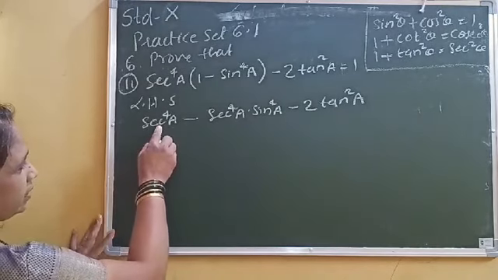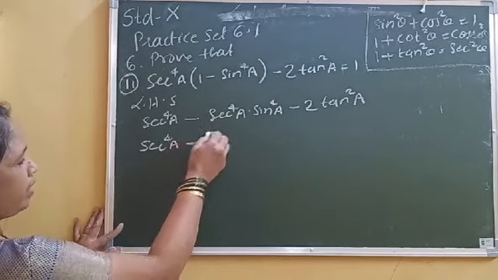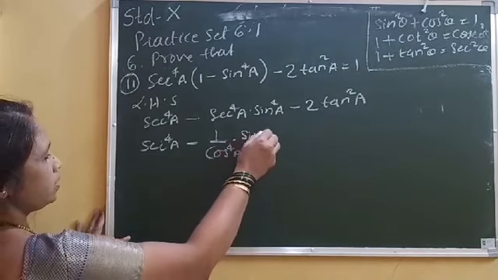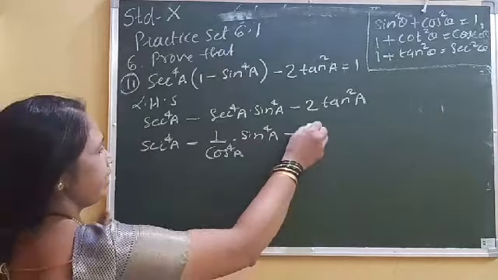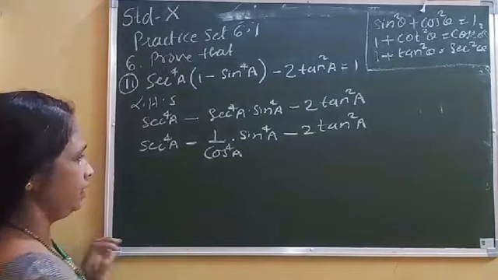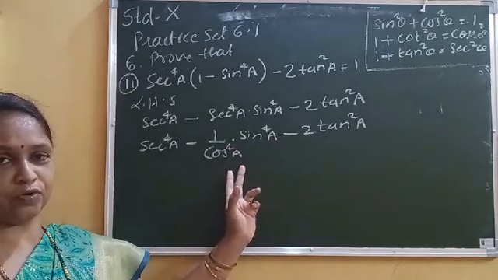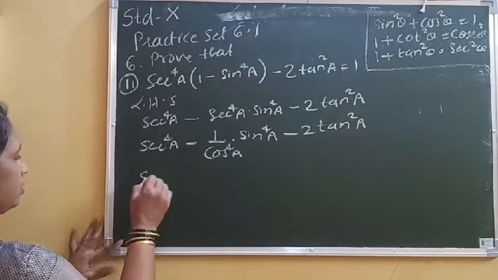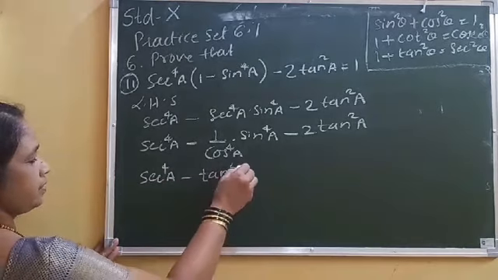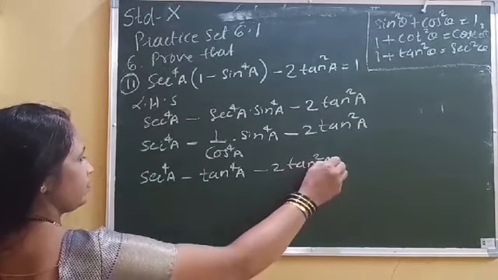Sec raised to 4a, keep as it is, minus 1 upon cos raised to 4a into sin raised to 4a, minus 2 tan square a. Now see, sin raised to 4a upon cos raised to 4a means what? Sin upon cos is tan. So this is sec raised to 4a minus tan raised to 4a minus 2 tan square a.